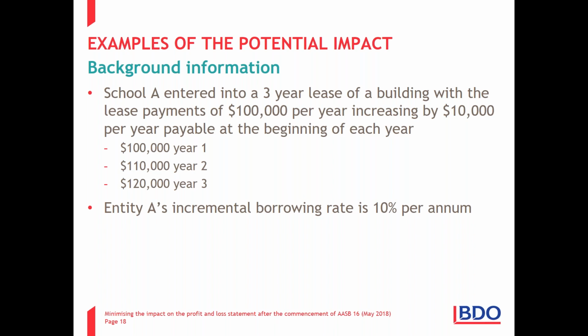So we have School A entering into a 3-year lease for a building with lease payments of $100,000 in year 1, and then increasing by $10,000 a year. So $100,000 in year 1, $110,000 in year 2, and $120,000 in year 3. The lease payments are made at the start of the year, and we have assumed no options to extend the term of the lease, and we've also assumed an incremental borrowing rate of 10%.